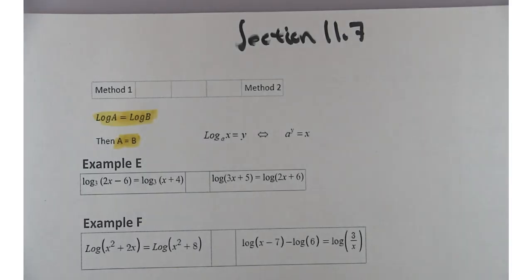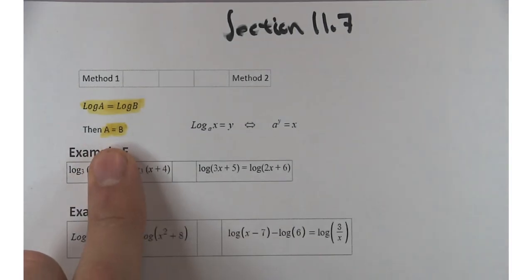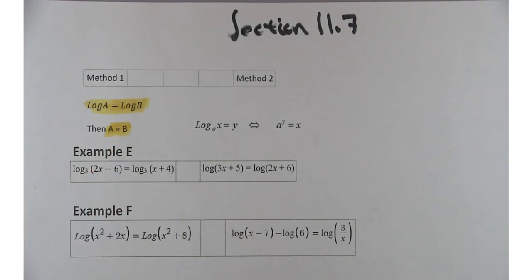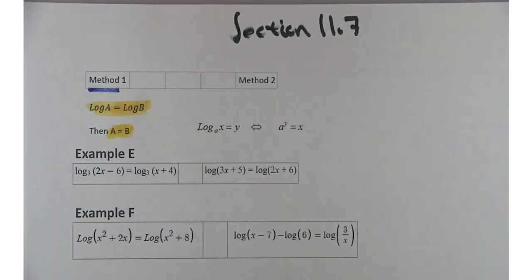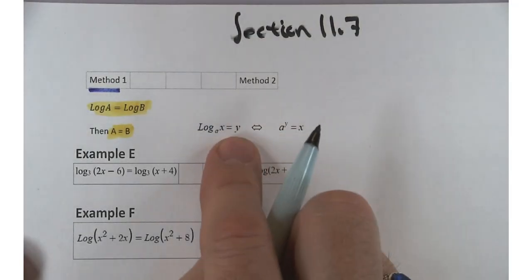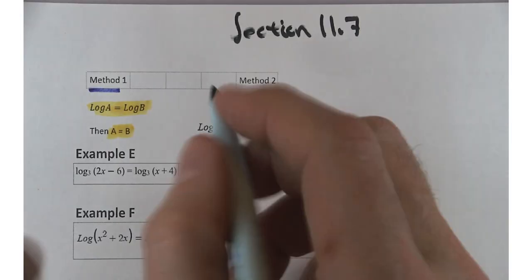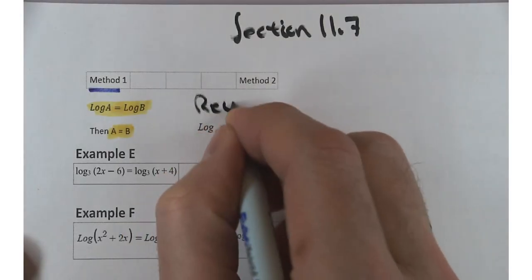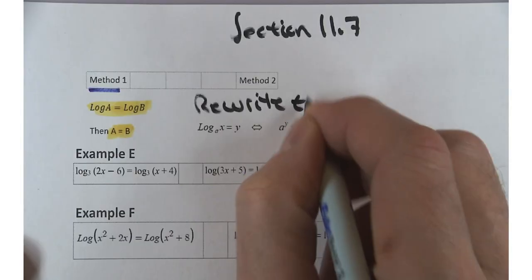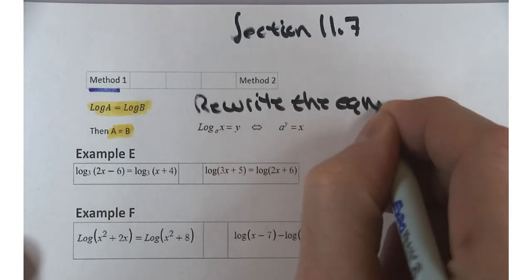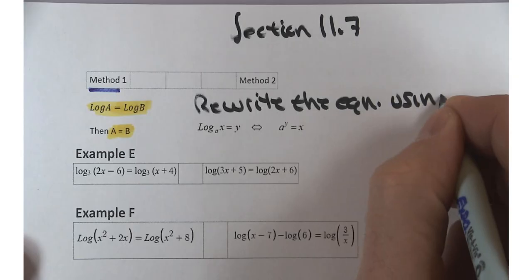Now, not everything is going to work this way. Sometimes you have to work things another way. So there's going to be two methods by which you can solve logarithmic equations. This is what I call method one. If you can make it work like that, that's great. Method two is this. You're just going to rewrite your equation. Rewrite the equation, and I'll abbreviate that using exponents.